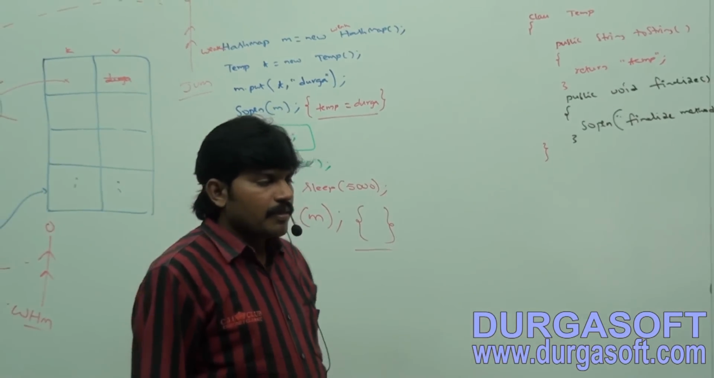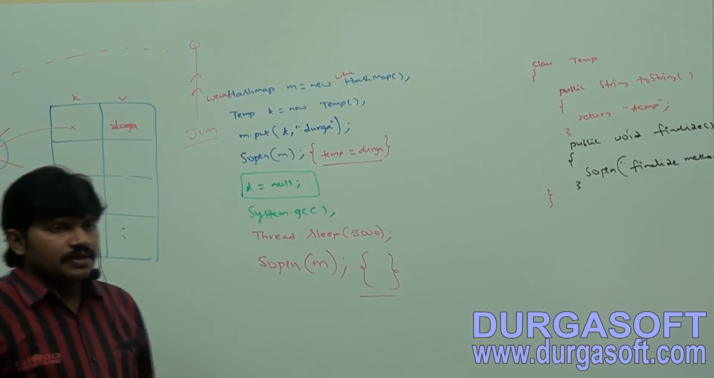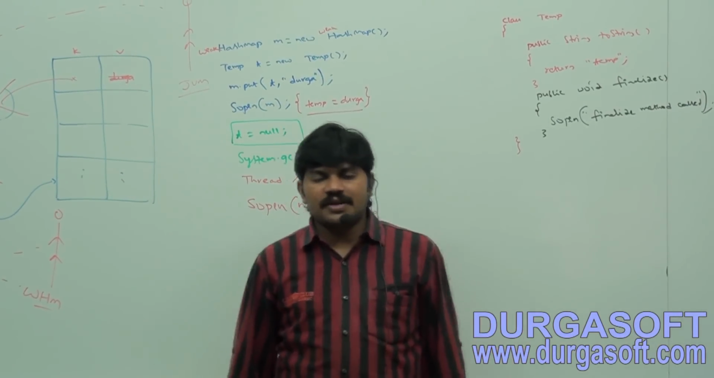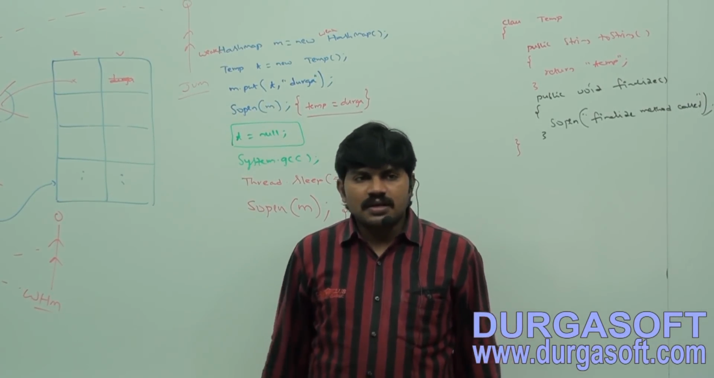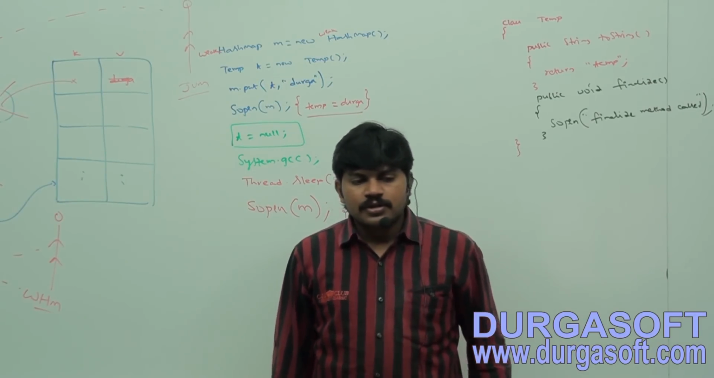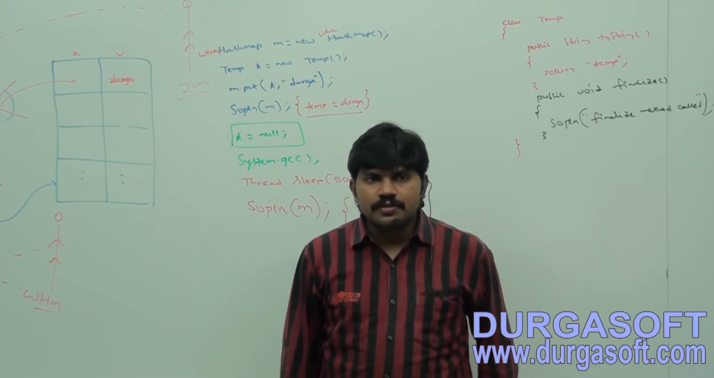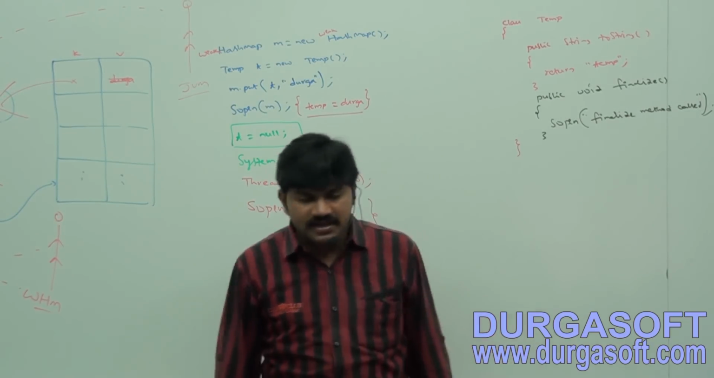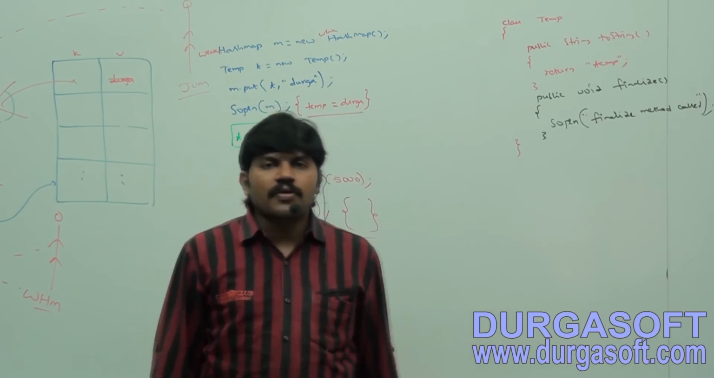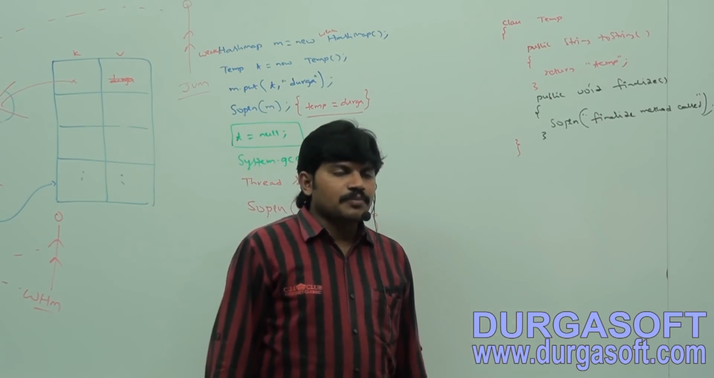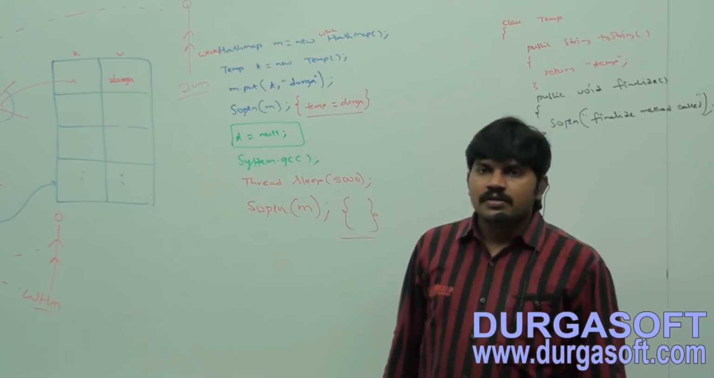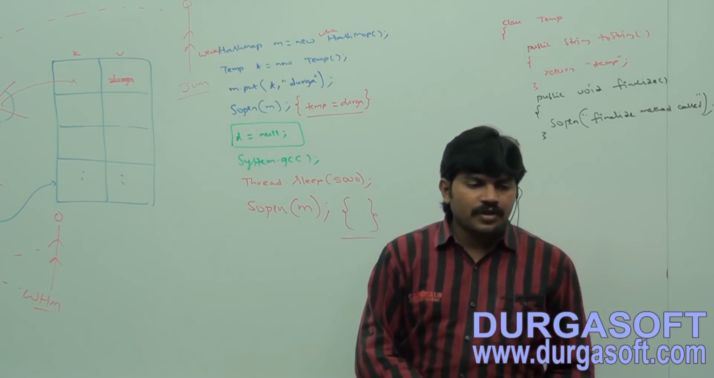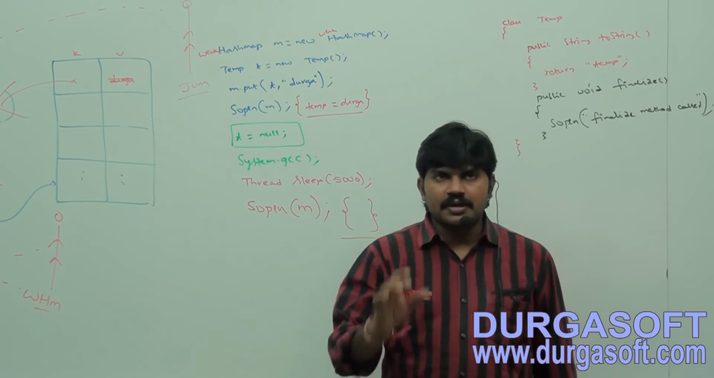WeakHashMap is exactly the same as HashMap, except for the following difference.